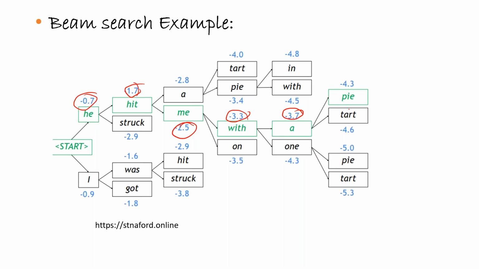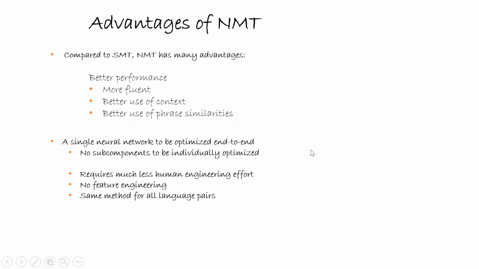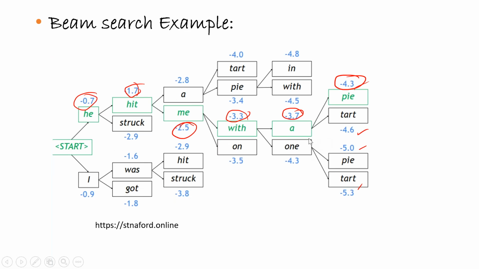And 3.7, and here minus 4.3, right? We see all the scores. This is the highest probability score. So beam search is one way, and compared to greedy search or greedy decoding or exhaustive decoding, beam search is far better than that.